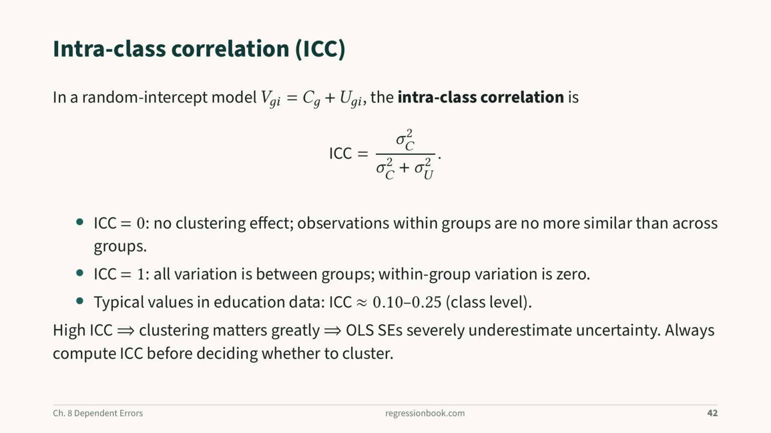The intra-class correlation gets its formal page. The cluster variance share of total variance. 0 means clustering is irrelevant. 1 means all variation is between groups. Education data typically sits between 0.1 and 0.25 at the class level, and the closing advice is practical. Compute it before deciding whether clustering matters.